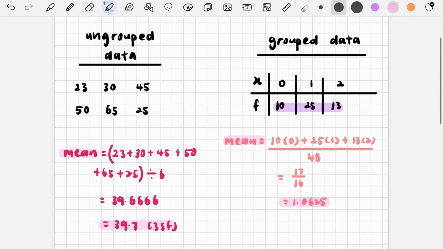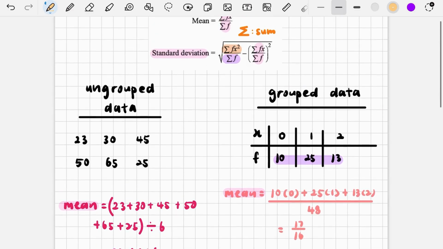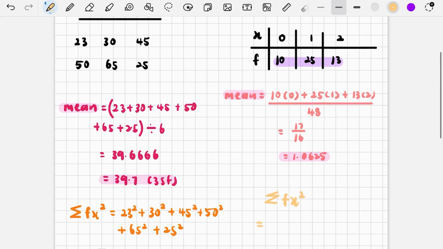So then after that, we're going to find our standard deviation. So standard deviation, same thing. We're going to find our yellow one first. What's the summation of f x squared? It's just f times x squared. So f x squared, f x squared, f x squared. Okay, so you're going to just find this one for me. So this one is 77.